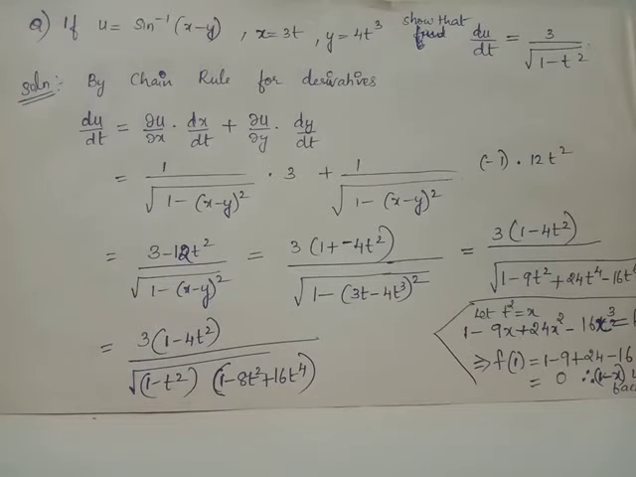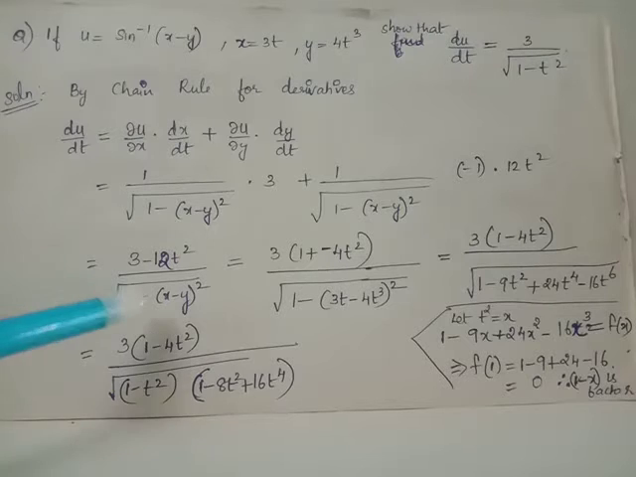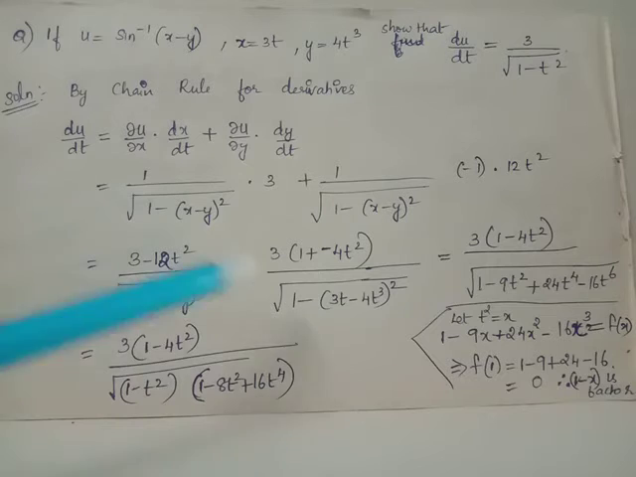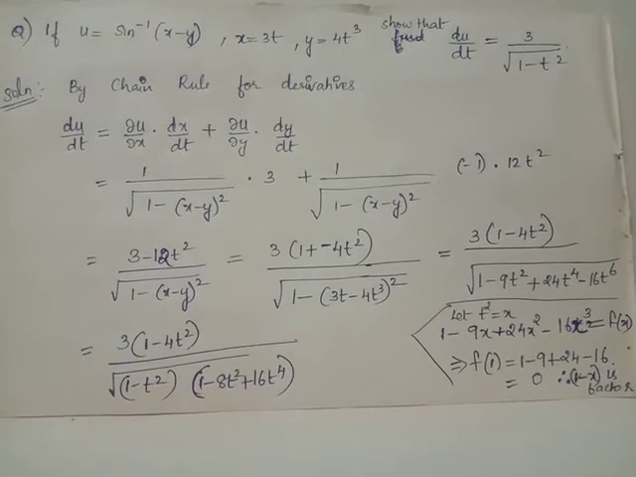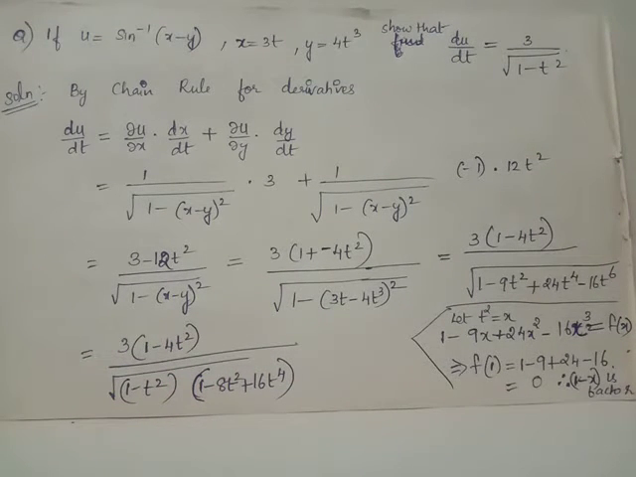Since both terms in the RHS have a common denominator, we can rewrite the RHS as 3 minus 12t square upon root of 1 minus (x minus y) the whole square. When you take 3 common from both terms in the numerator, it becomes 3 times (1 plus negative 4t square). In the denominator, you can replace x using 3t and y using 4t cube. Thus, the denominator is rewritten. And now you can expand (3t minus 4t cube) the whole square using the formula for (a minus b) the whole square.